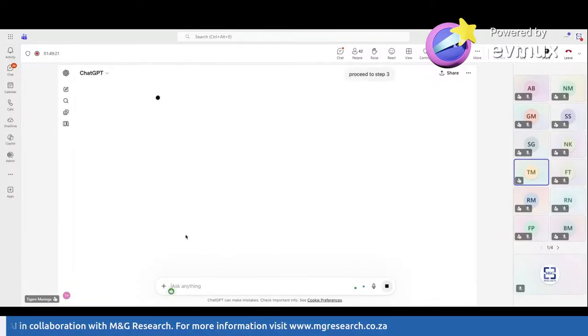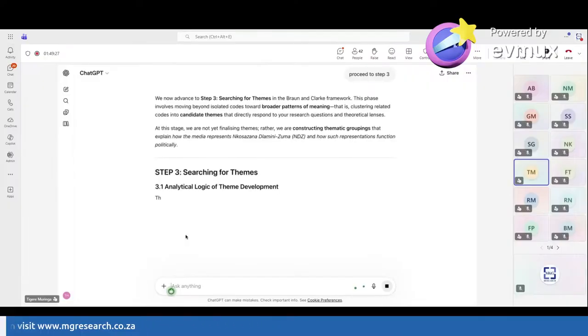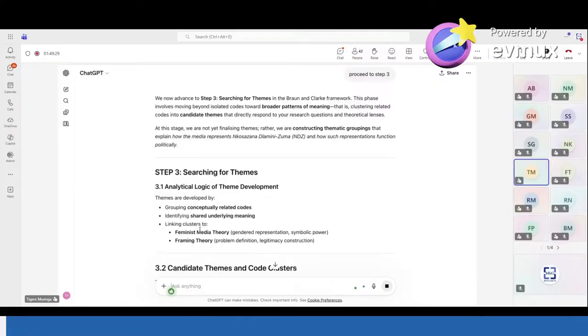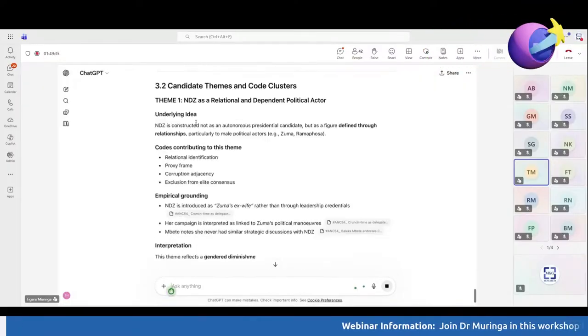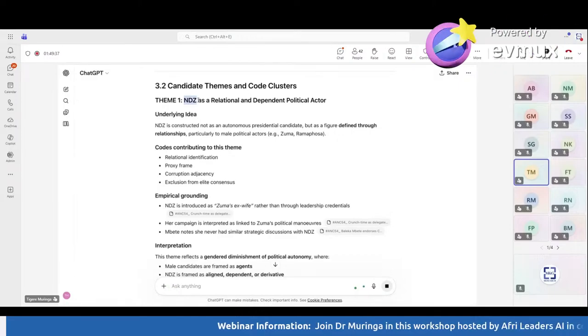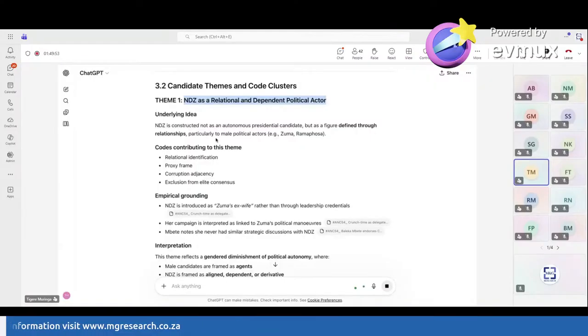Right, so step 3 is now bringing codes to themes, right? Bringing together codes that are more or less similar to make them themes. So we say candidate themes and code clusters. Theme 1 will be NDZ as a relational and dependent political actor. The idea is that NDZ is constructed not as an autonomous political presidential candidate, but as a figure defined through relationships, particularly to male political actors. And the codes contributing to this theme are number 1, relational, etc.